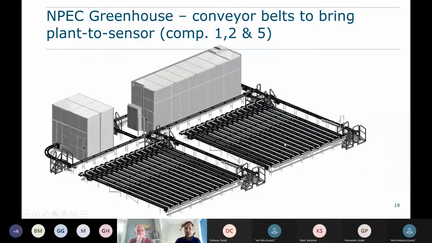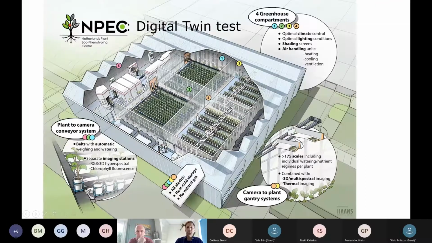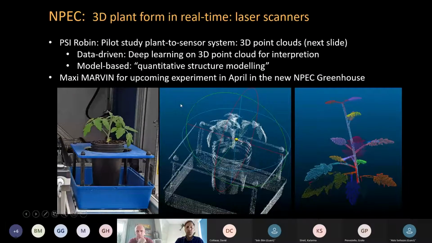So talking about the conveyor system, this is a drawing to give you more insight. So we have 2 compartments that are completely identical, and both are able to give plants to the imaging systems. Just coming back to this drawing, but I think I've explained this in sufficient detail. So the essence is actually capturing the phenotype.